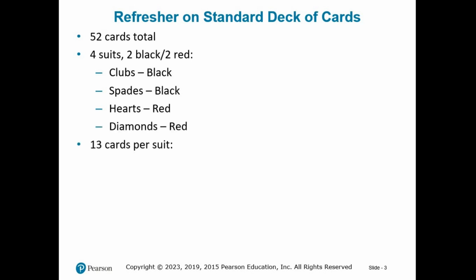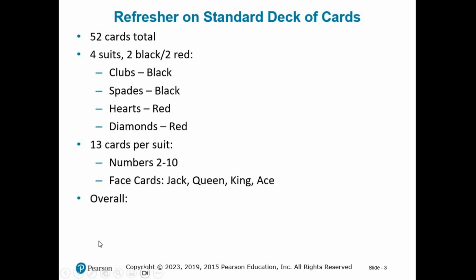Okay, next, there are 13 cards per suit. What are those cards? They are the numbers 2 through 10. Notice there's not a 1. And what are called face cards: Jack, Queen, King, and Ace.